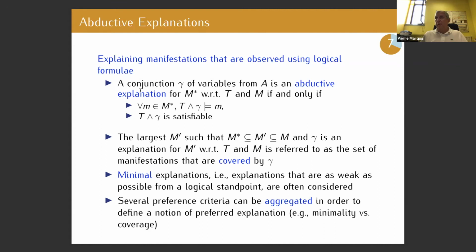And if you want to define on this ground preferred explanations, we often need to focus on a subset of explanations, because there can be exponentially many explanations, but not all of them are equally preferred, equally interesting. What we can do is to aggregate several preference criteria, and for instance, consider both minimality and coverage. For instance, among all the abductive explanations explaining a maximal set of manifestations, with respect to subset inclusion, we can prefer those explanations that are minimal explanations.